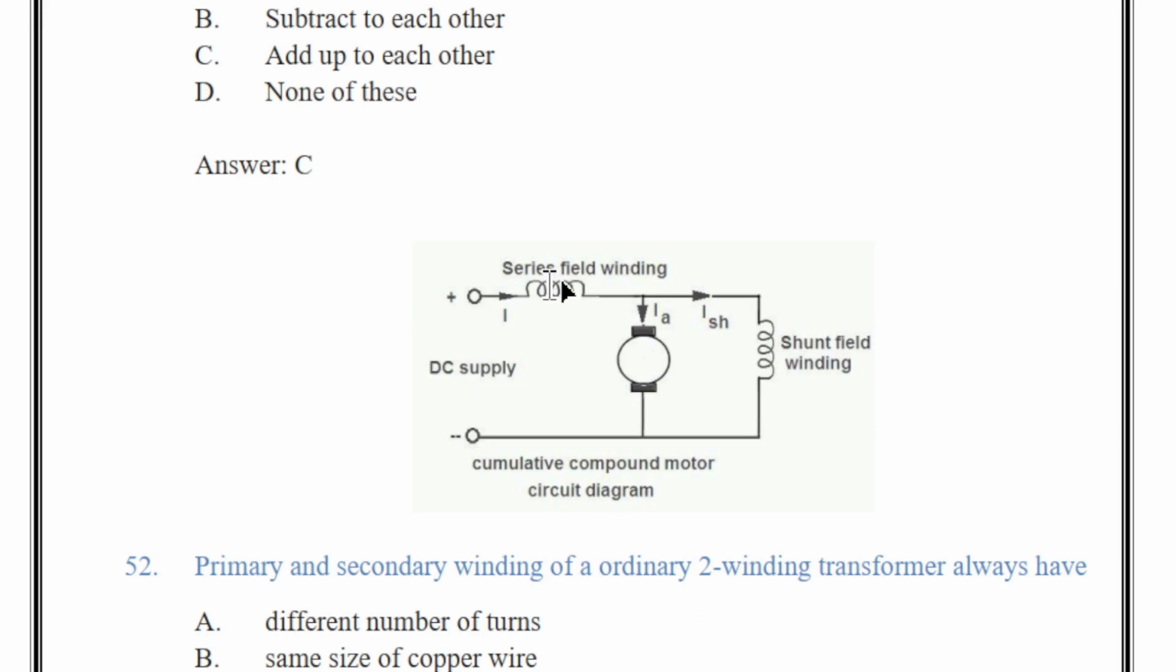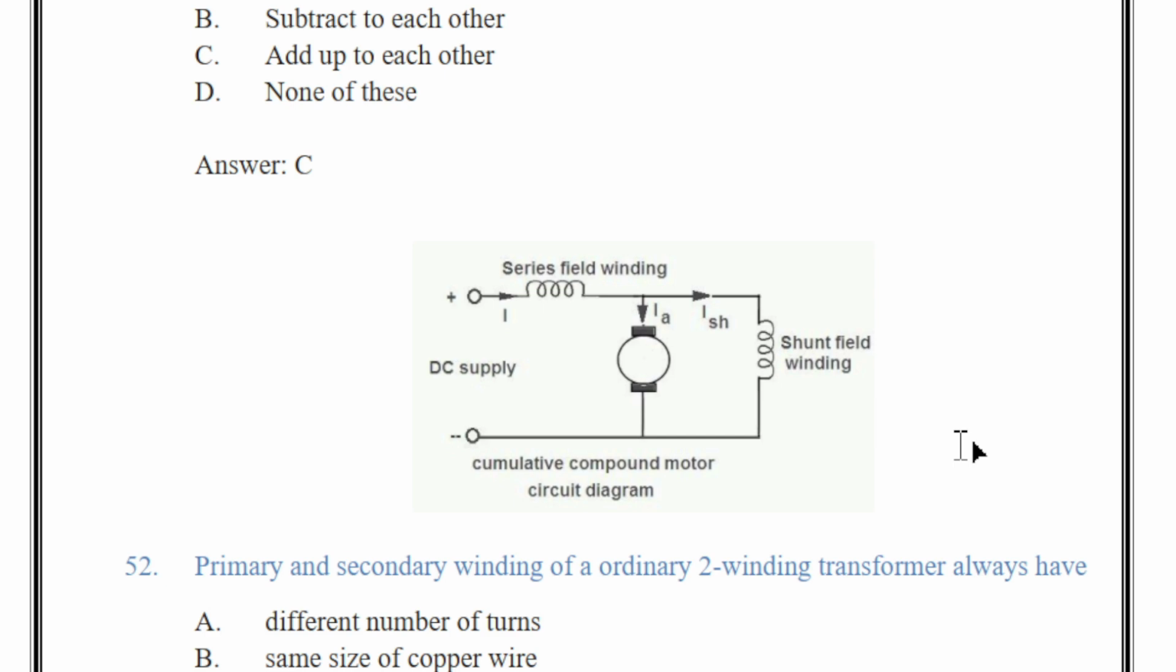A compound DC motor is a compound of both series and shunt motor. It consists of a series field coil, which is connected in series with the armature winding, and a shunt field coil winding. As you see from the figure, the shunt field coil winding is connected in parallel with the armature winding. The presence of both field windings, series and shunt, gives this motor the name compound DC motor.